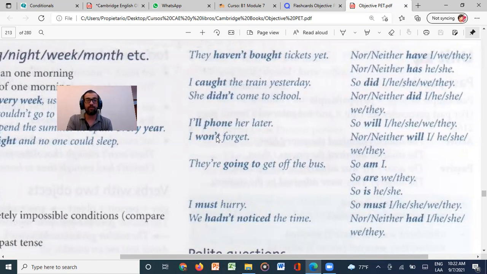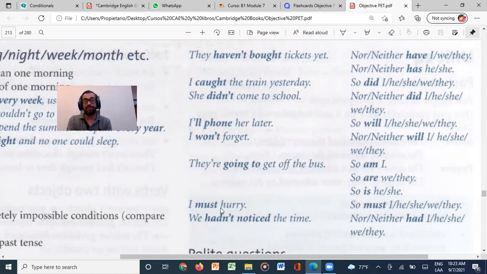Future, I'll phone her later, or I won't forget. If it's positive, we say, so will he, I, she, we or they, or nor or neither will I, he, she, or they. Future with going to, they're going to get off the bus. Just use the verb to be. So am I, so are we or they, so is he or she.